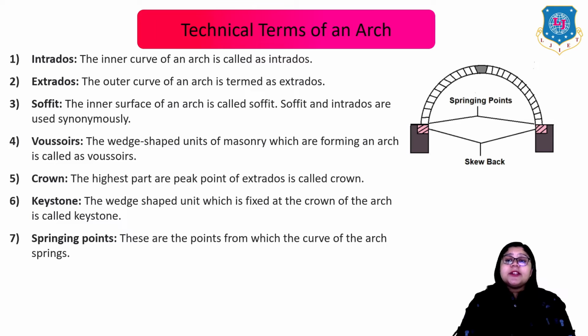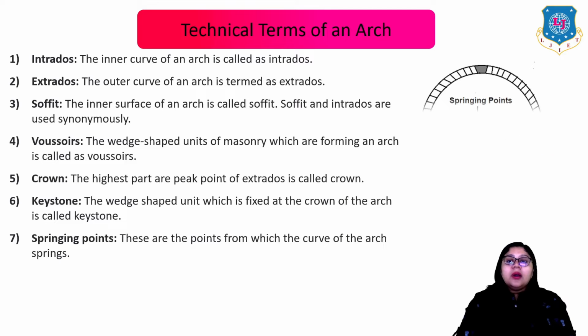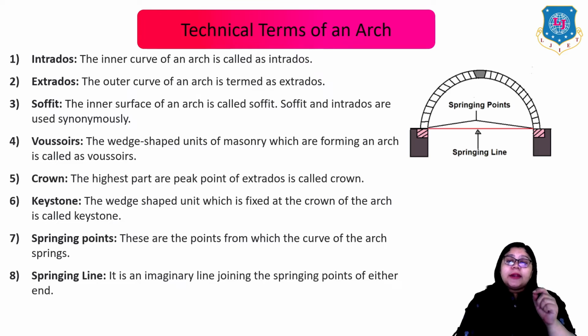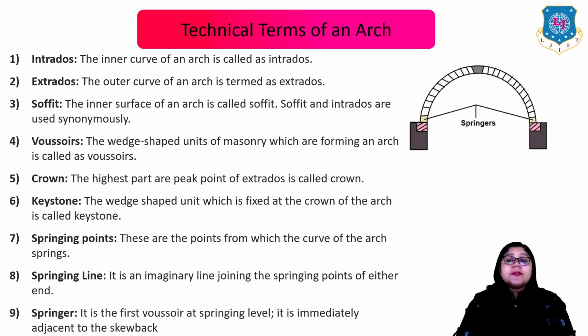Next, seventh one is the springing point. These are the points from which the curve of the arch springs. Next is the springing line. It is an imaginary line joining the springing points of either end, as shown in this figure. Ninth one is the springer. It is the first voussoir at springing level. It is immediately adjacent to the skew back.